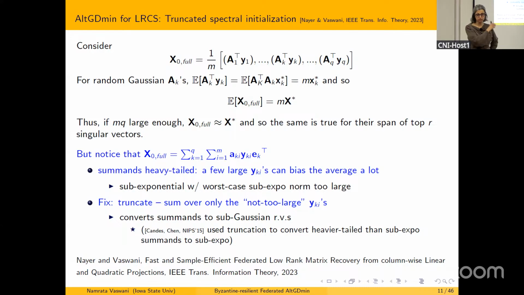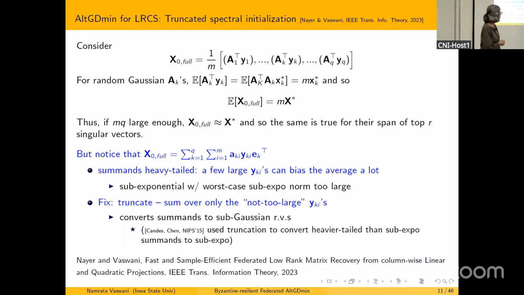Not something you can see immediately from here unless you've worked in this area, but in simple language, the summands are very heavy-tailed, which means a few large YKIs can bias your average a lot.